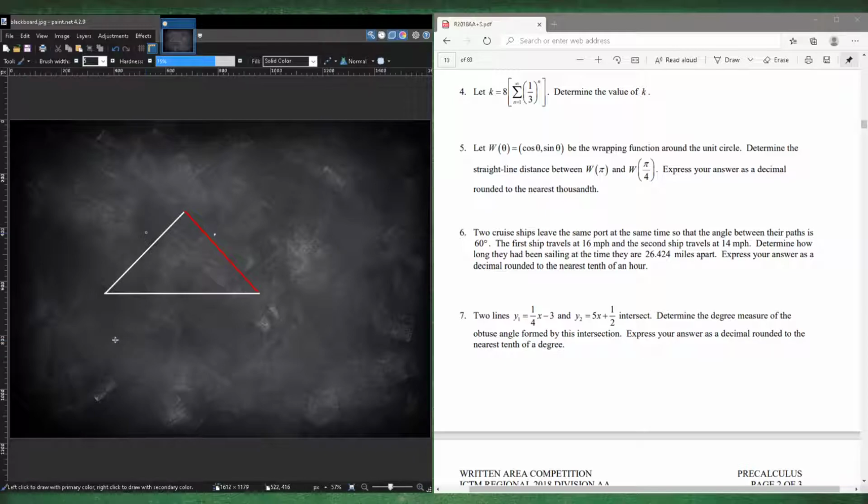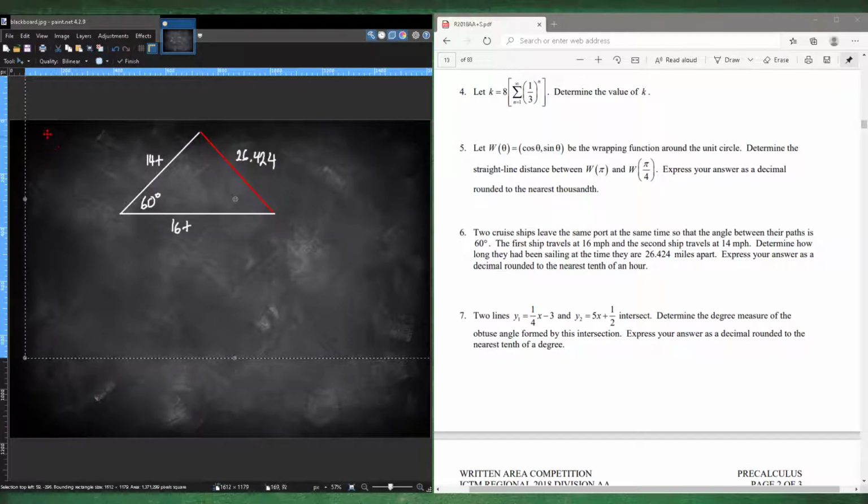So we know that the angle between them is 60 degrees. And we know that the first one goes at 16 miles per hour, so the distance that it traveled is 16 times the time. And then the second ship is 14 miles per hour, so it's 14 times the time. And once they traveled that amount of time at those speeds, they're 26.424 miles apart. Okay, so what we could do with this is just use the law of cosines.